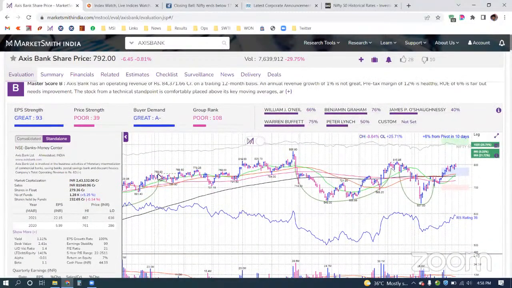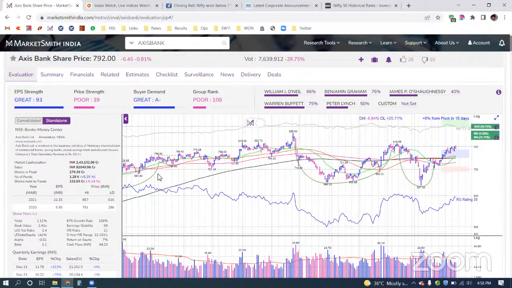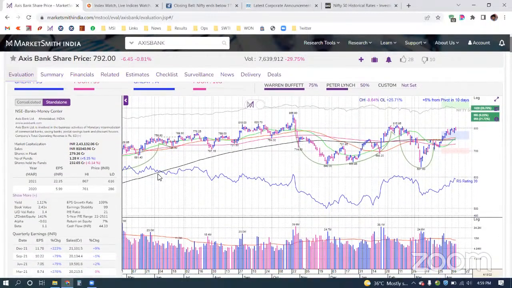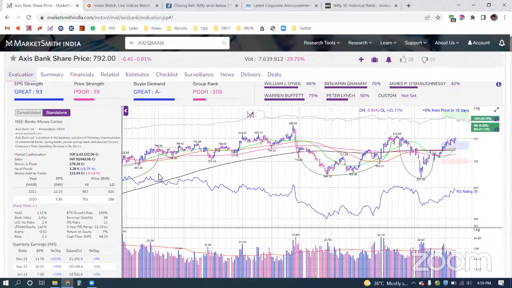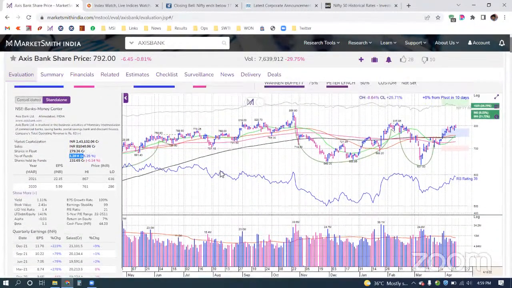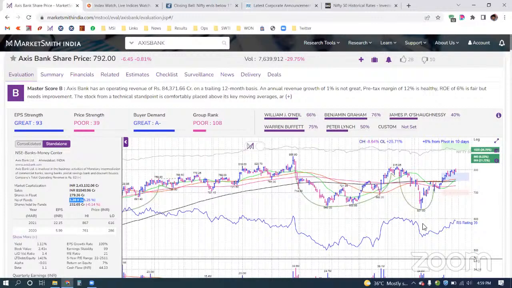Talking about other aspects for the stock, its EPS is very strong at 93. Its NPAs have also been improving on a quarter-on-quarter basis, which is a very good sign. And also institutional investors have accumulated the stock recently in the last quarter, indicating strength in the company. But the only concern is RS is a little poor at 39. We might see the company report good results in the coming quarter, and we might see the stock trending upwards and RS also improving accordingly.